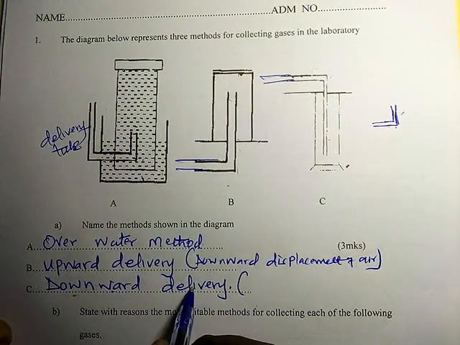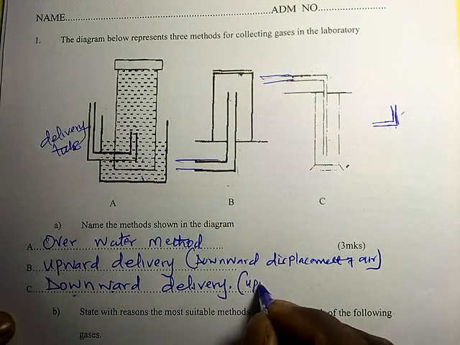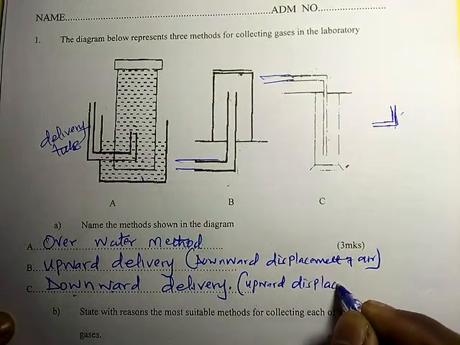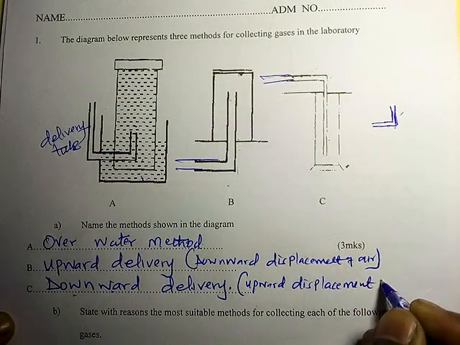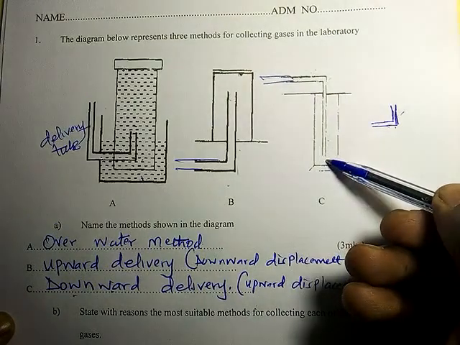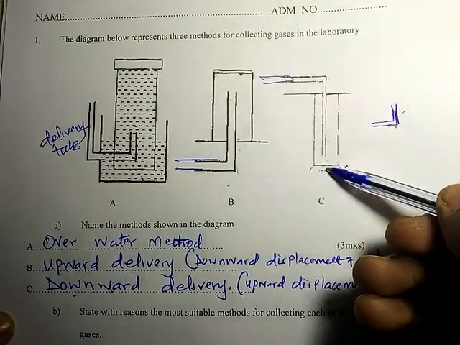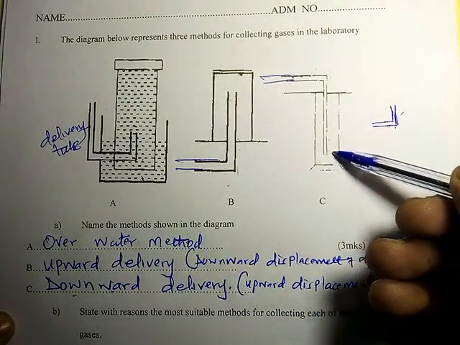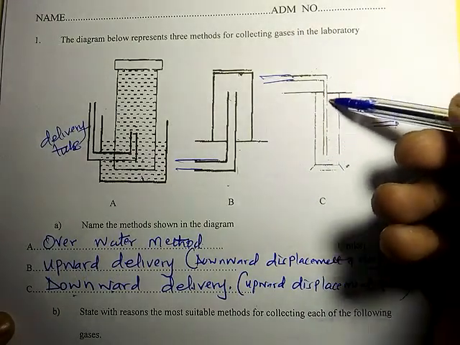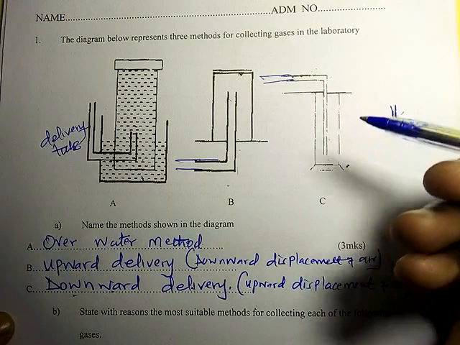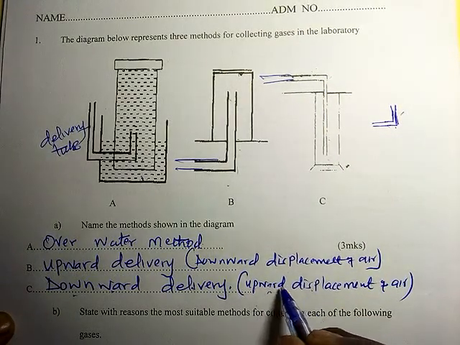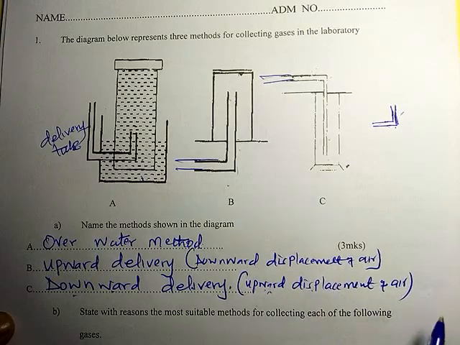Downward delivery is also called upward displacement of air. Why? When this gas, which is denser than air, gets into the gas jar, the air that was inside there is displaced going up, right? Therefore, since the air is escaping upwards, it is called upward displacement of air.